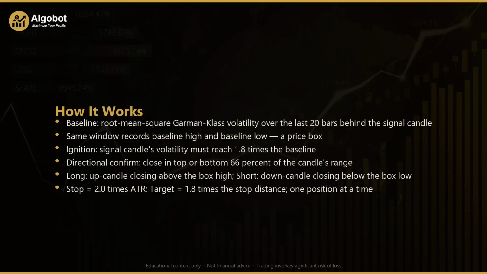Here it checks direction in 2 ways. It measures where the close sits within the candle's own range. For a long, the close must land in the top 66% of the range, meaning the candle closed strongly toward its high, and the close must also clear above the baseline high. For a short, the mirror applies. The close must sit in the bottom portion of the range and finish below the baseline low. Only when volatility has expanded and the candle closes decisively out of the box does the EA place a trade. Risk management is handled with the average true range.